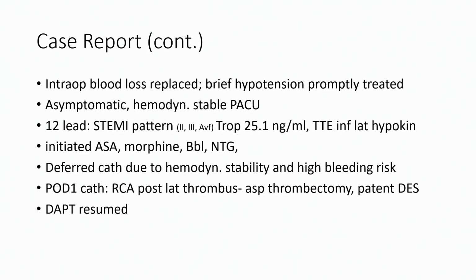So the patient was reinitiated on aspirin, morphine, beta blockers, and nitroglycerin to take care of the myocardial event. However, the cath lab was deferred because the patient remained hemodynamically stable, and they were taken to the cath lab the next day after the bleeding was controlled. They found that the RCA had a posterolateral thrombus, although the drug-eluting stent was completely patent. Nothing wrong with that. This was a brand new lesion. So they did an aspiration thrombectomy, and dual antiplatelet therapy was resumed. The patient ended up doing okay.